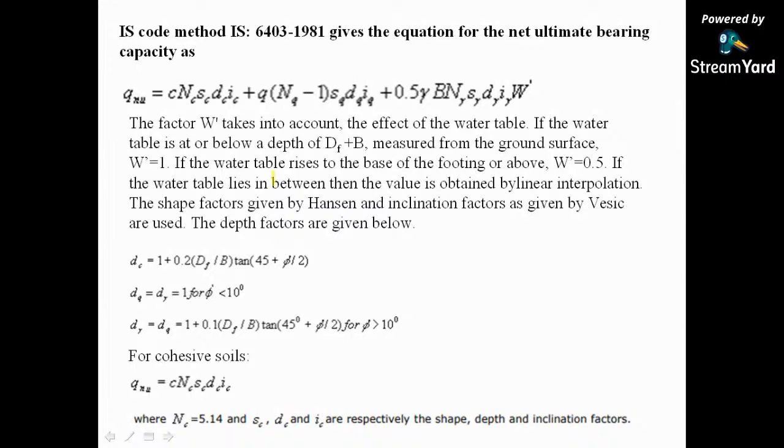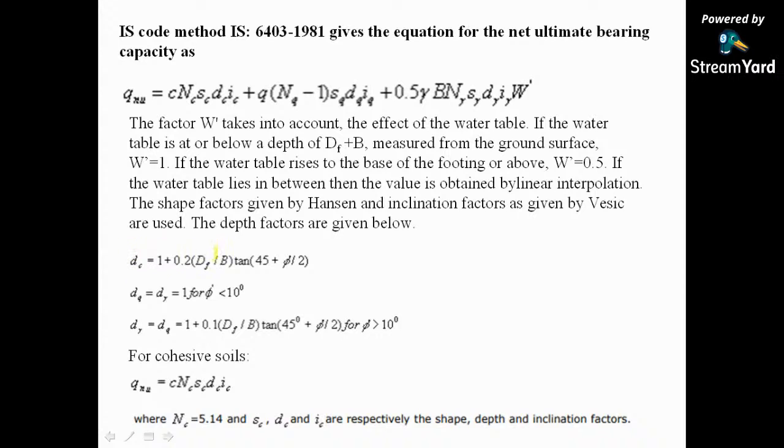The factor W' takes into account the effect of the water table. If the water table is at or below the depth of Df plus B measured from the ground surface, W' equals 1. If the water table rises to the base of the footing or above, W' equals 0.5. If the water table lies between, the value is obtained by linear interpolation. The shape factors given by Hansen and the inclination factors given by Vesic are used. The depth factors are given below.